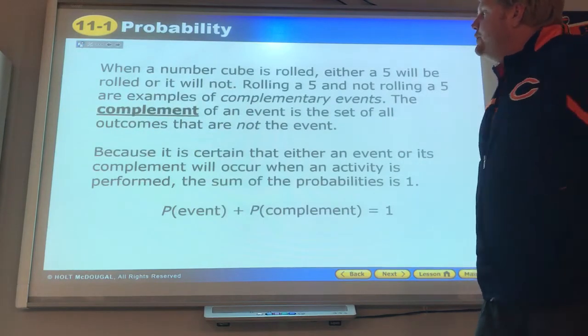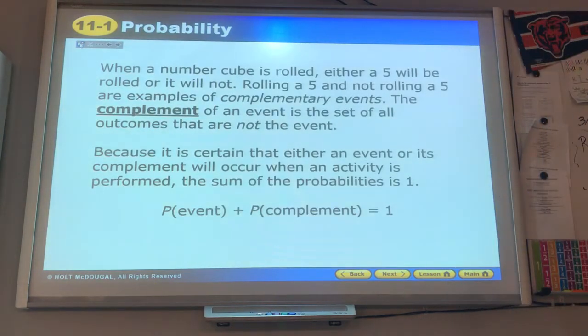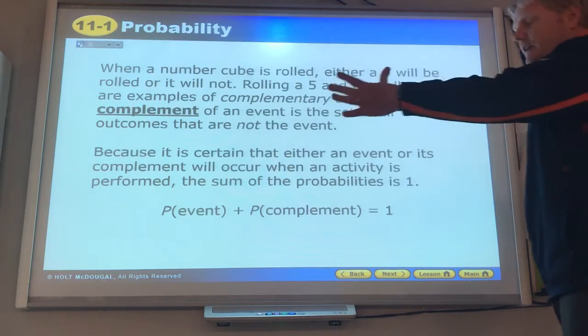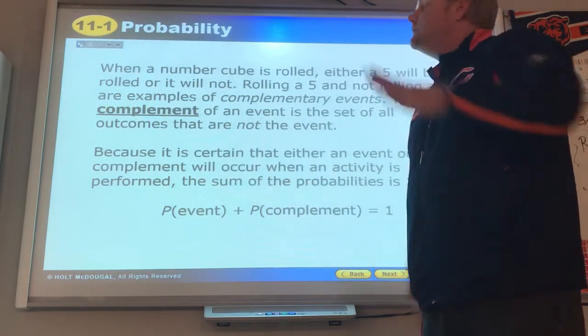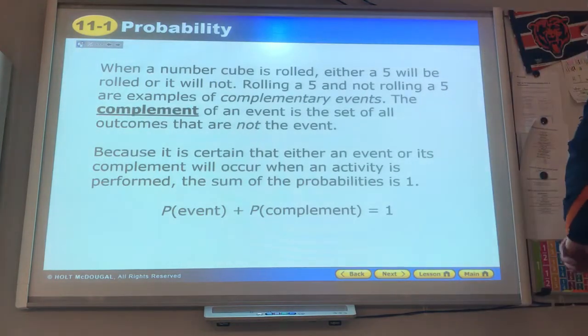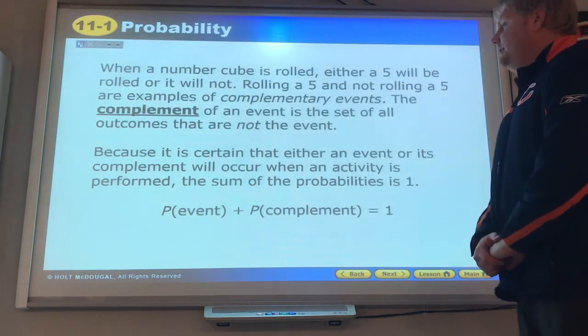Now, when a numbered cube is rolled, either a 5 will be rolled or it will not. Rolling a 5 and not rolling a 5 are examples of complementary events. The complement of an event is the set of all outcomes that are not the event. So, 5 is the event I want, which means 1, 2, 3, 4, and 6 are the complements.